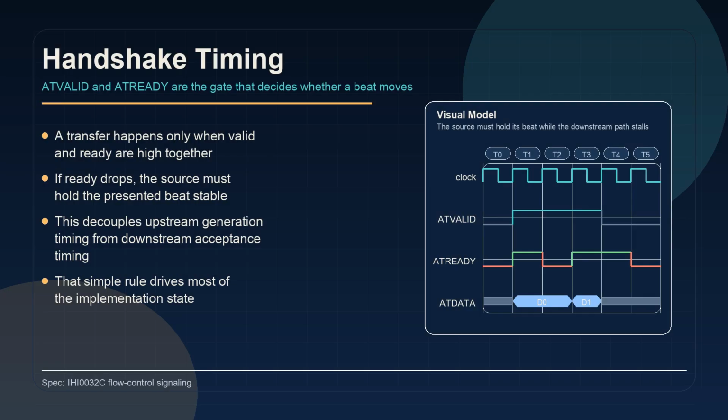The key timing diagram is a stall case. When ready falls, the source cannot walk on to the next beat. It must hold the same trace value until the transport path accepts it.